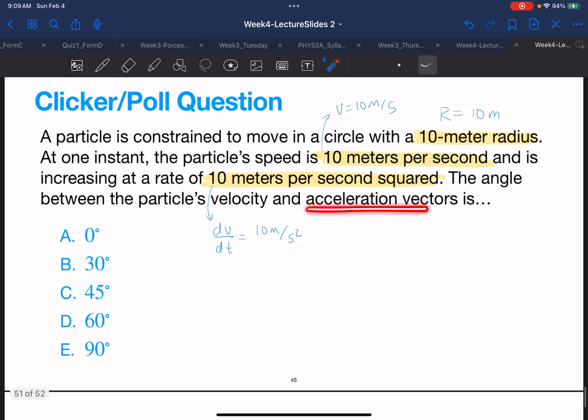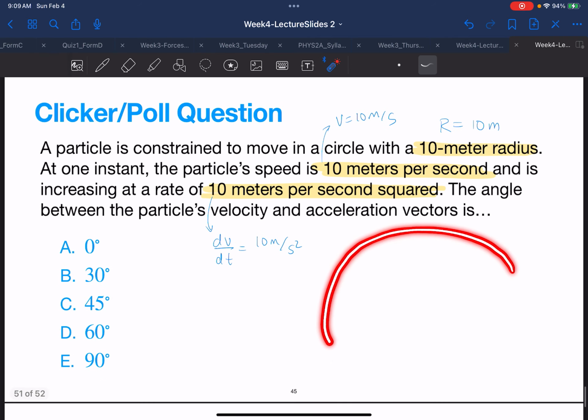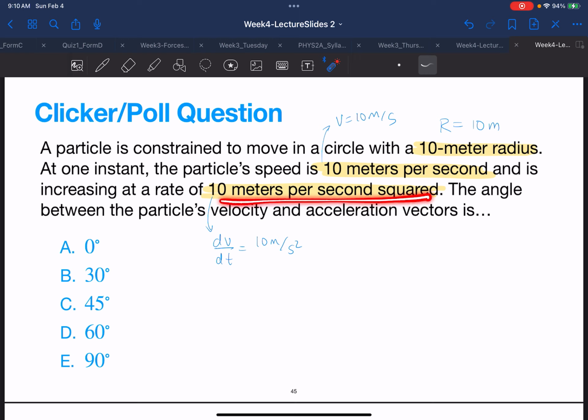Now this is non-uniform circular motion because the speed is not staying constant at 10 meters per second. Since we are traveling in a circle, there's going to be both a radial acceleration, or a centripetal acceleration, due to this object traveling in a circle. And then there's also going to be a parallel, or tangential, component due to the object speeding up.